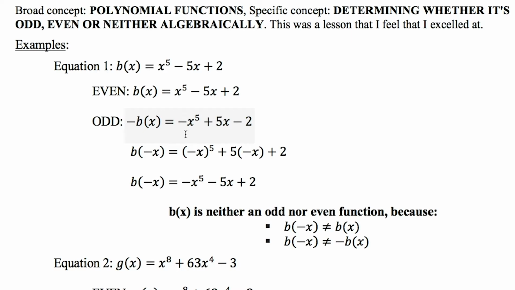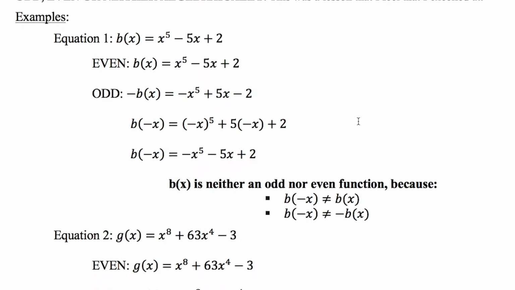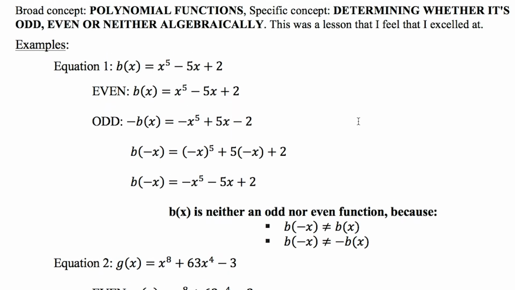So to determine whether it's either even or odd or neither, you put negative x in, so it'd be b of negative x equals, in parentheses, negative x to the fifth power plus 5 times negative x plus 2. So then when you factor it all out, it would be b of negative x equals negative x to the fifth minus 5x plus 2.